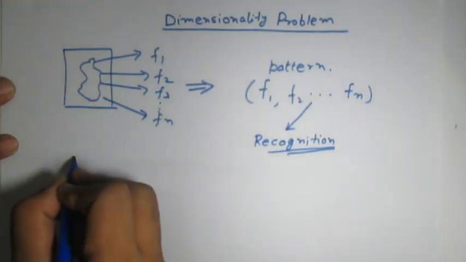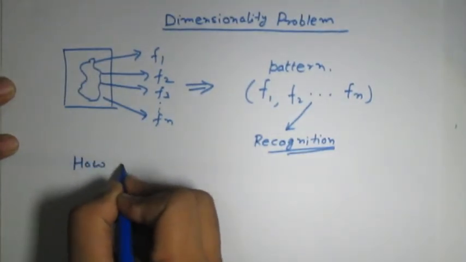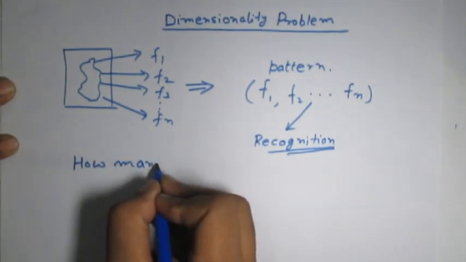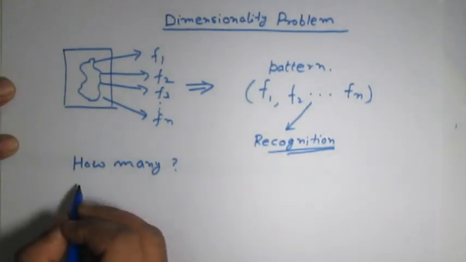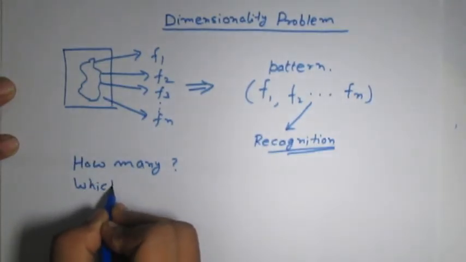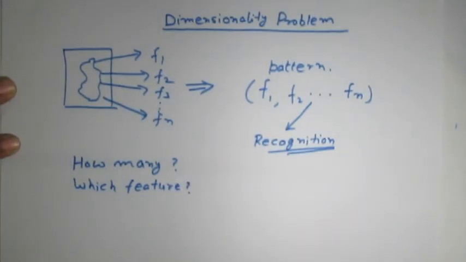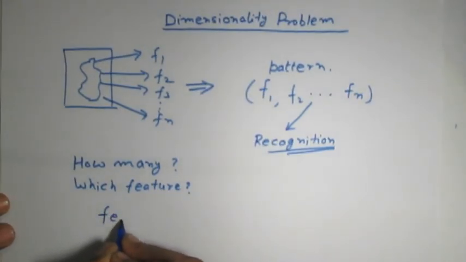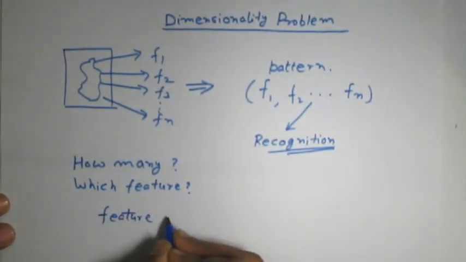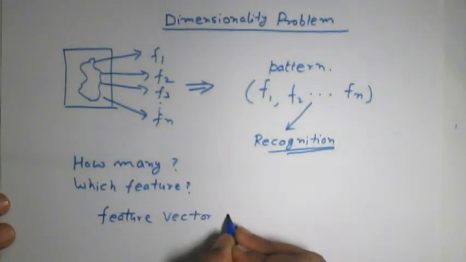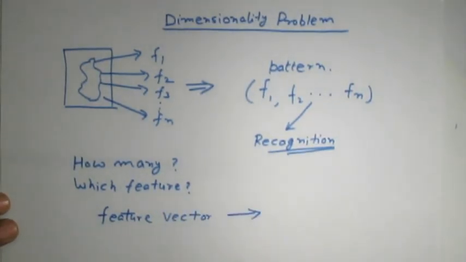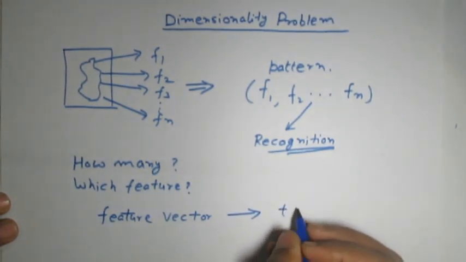Now the question arises, how many features to select and which features to select? Selecting too many features will not help, because the training sample size required to train the classifier will also increase. The greater the size of the feature vector, the requirement of training sample data will also increase.